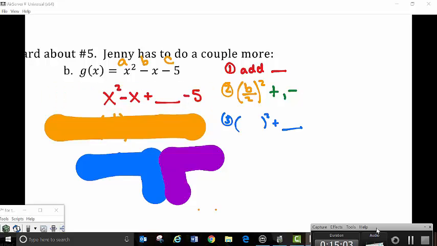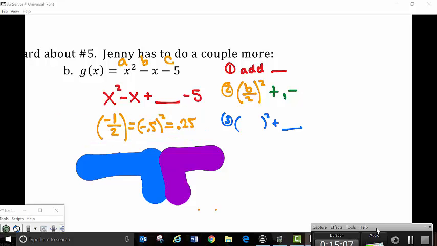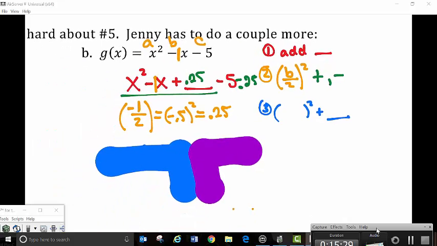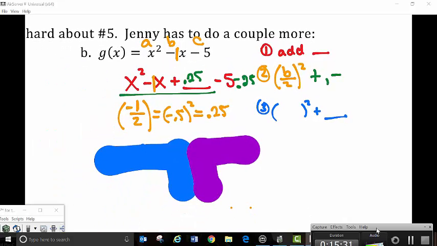Step number 2, it says b over 2 squared. Take half of the middle number and square it. Half of negative 1, because this is an invisible 1 right here, is negative 0.5. Negative 0.5 squared is 0.25. And then it says add and subtract that to both sides, or to both things. So I'm going to add it right here, and I'm going to subtract it right here. This completes my square for me. Okay, that's what my square is going to look like.